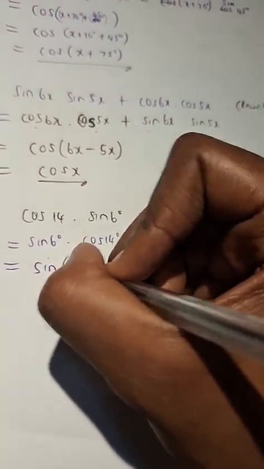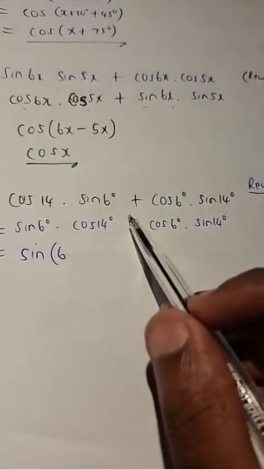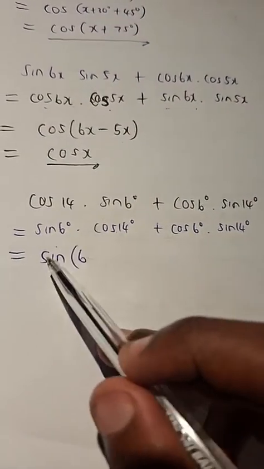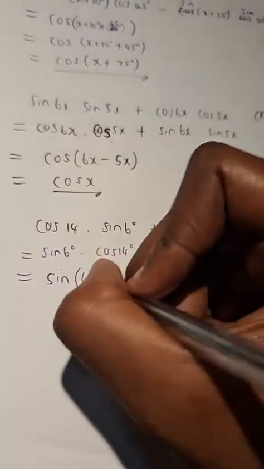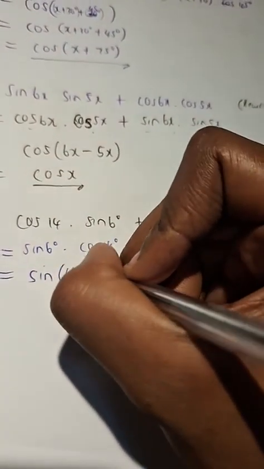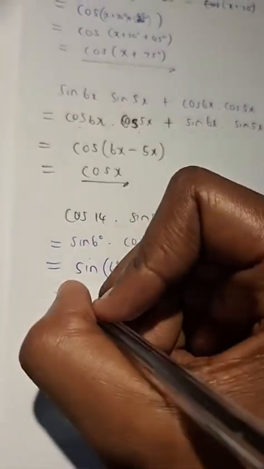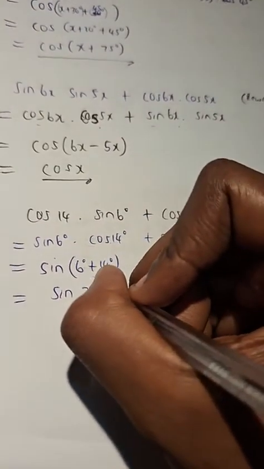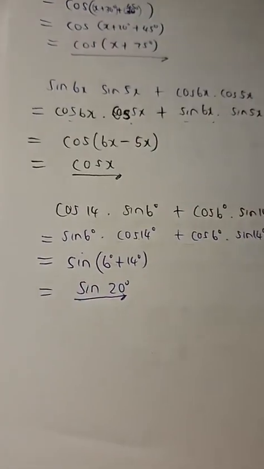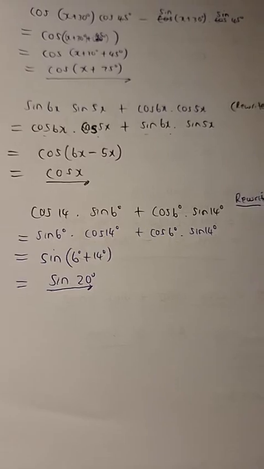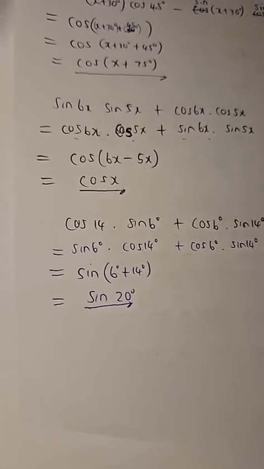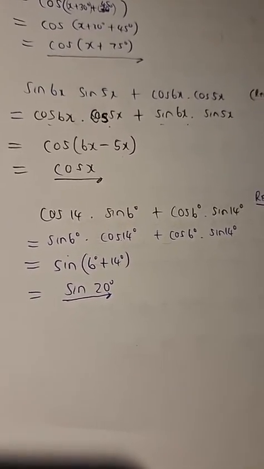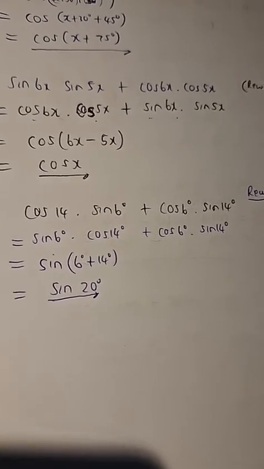So in brackets, I'm going to write 6. But then there's a plus sign, which means for sine, I know that it is the same sign. So it's 6 plus 14 degrees. Then I'm going to write sine. What's 6 plus 14? It's 20 degrees. That is the single trigonometric ratio, as simply as you can get it and as nicely as you can expect it.